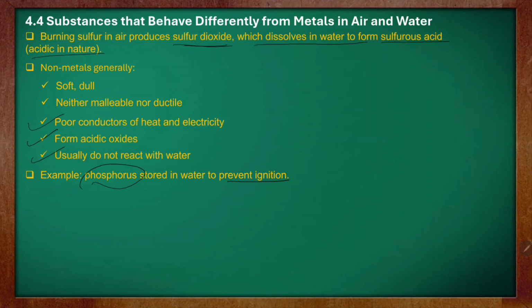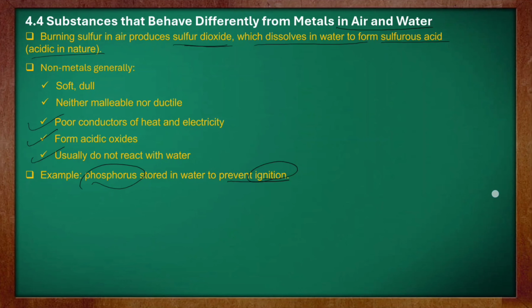If this phosphorus is exposed to air, to oxygen, what will happen? It starts burning. So in order to prevent the ignition, it is usually stored inside water. So this was substances that behave differently from metals in air and water. These are the important points that you need to remember. You see the experiment which you have done, as I am also explaining it now, but we have already done this in detail in your chapter. If you haven't watched that, I insist you kindly watch that chapter first, and only after that watch this summary.